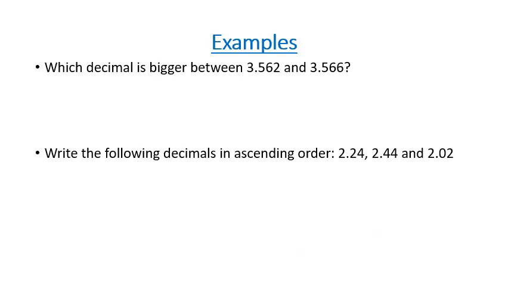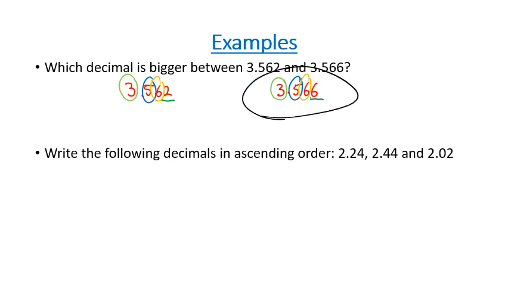So let's look at a few examples. We've got 3.562 and we've got 3.566. We start by comparing the first digit. Now here we've got a 3 and a 3. They are the same. We move to our next digit. We have a 5 and a 5. They are the same. We move to our next digit. We have a 6 and a 6. We move to our next digit. Here we have a 2 and a 6. Well, a 6 is bigger than a 2, so therefore this digit here is our bigger number.